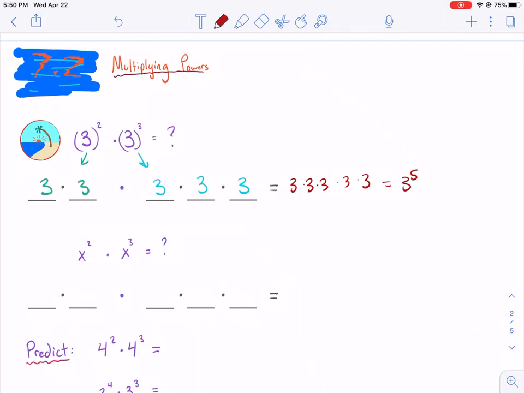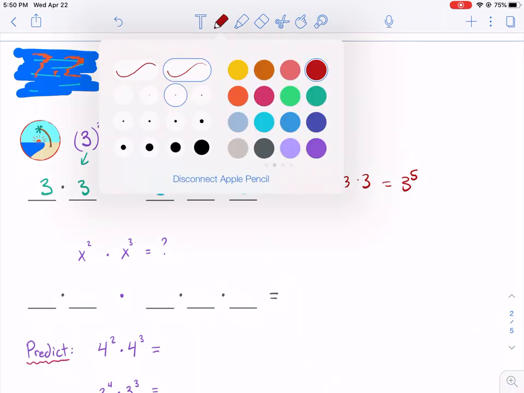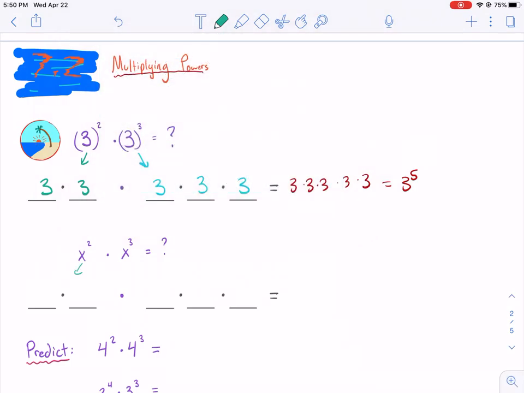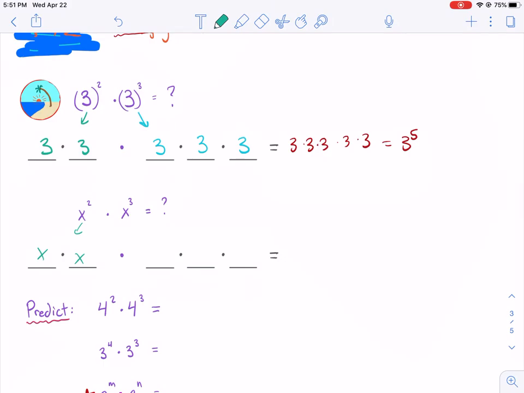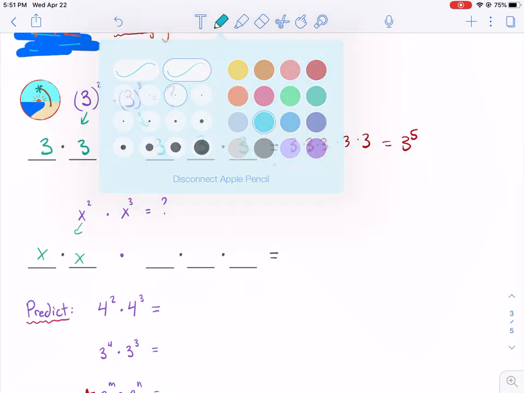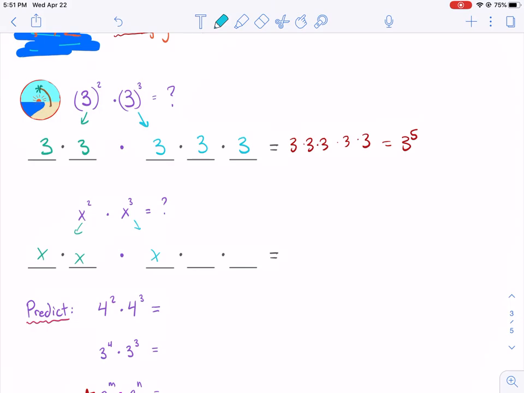Now, what about x squared times x cubed? Same process. Let's first deal with x squared. That's the same thing as x times x. What about x cubed? Same thing as above. We can break this down into x times x times x. How many times are we multiplying x by itself? x times x times x times x times x. x to the 5th power.